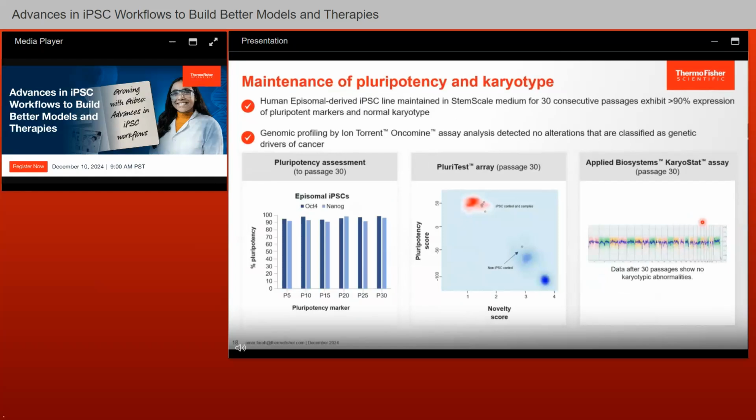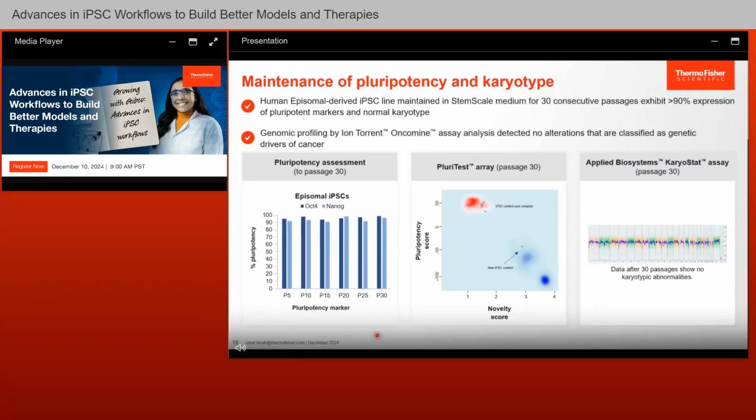Now, one common concern for a lot of researchers when culturing PSCs in general, let alone in a newer suspension-based system, is whether that system can maintain pluripotency of their cells and assure a normal karyotype. And so we did a lot of extensive work to show that we can maintain above 90 to 95% pluripotency of our cultures, even after 30 consecutive passages in suspension, as assessed here by flow cytometric analysis of OCT4 and NANOG.